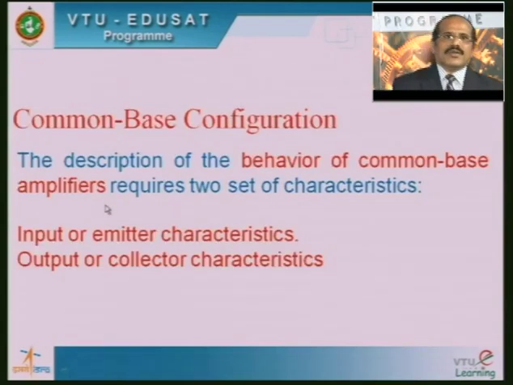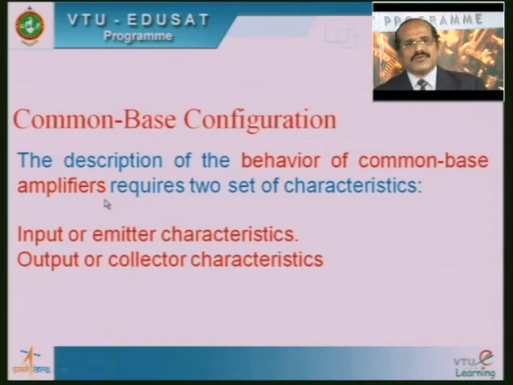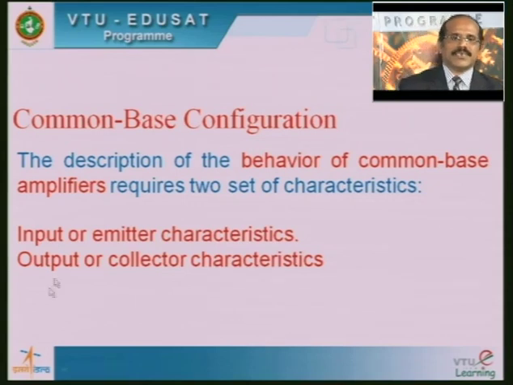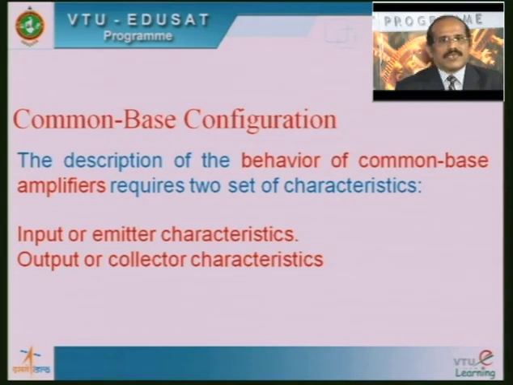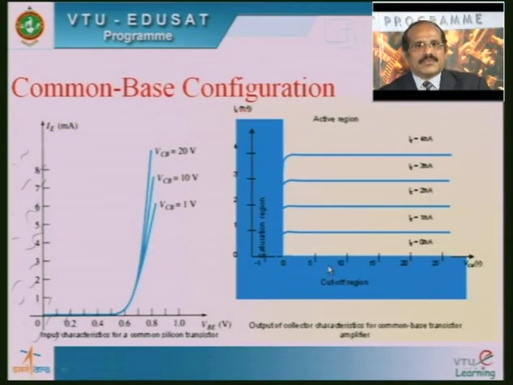In order to explain the behavior of the common base amplifier, we need to study both the input and output characteristics of the BJT in common base configuration. Since the base is common to both input as well as the output, this is called the common base configuration. Here in this common base configuration, the emitter acts as the input terminal, whereas the collector acts as the output terminal.